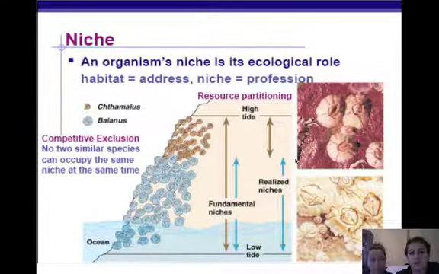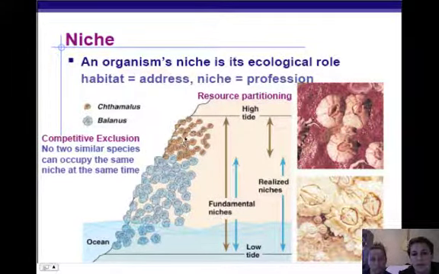Okay, this is just a picture showing us niche. Remember, an organism's niche is its ecological role. So habitat is like an address. Niche would be more like its profession. Remember, competitive exclusion, no two similar species can occupy the same niche at the same time. So this is showing you two different types of species here that are living in the ocean. Fundamental niches mean that these could eat or take up the same resource at the same time. And eventually they're going to realize that it's going to work out better if one uses these resources at low tide and one uses the resources at high tide.